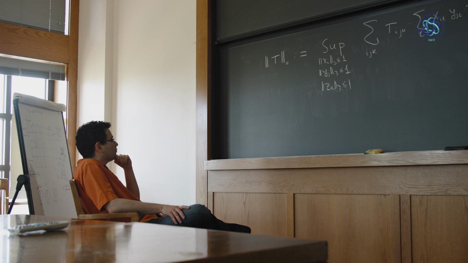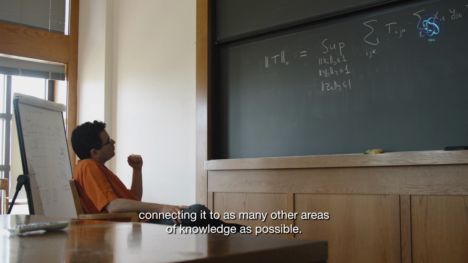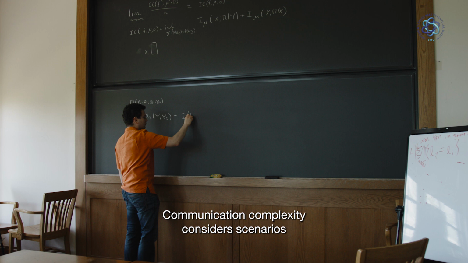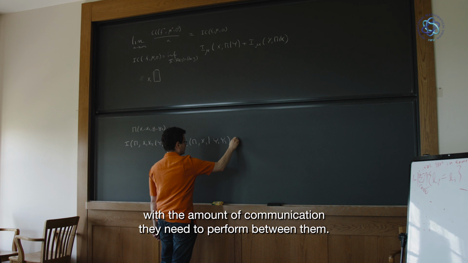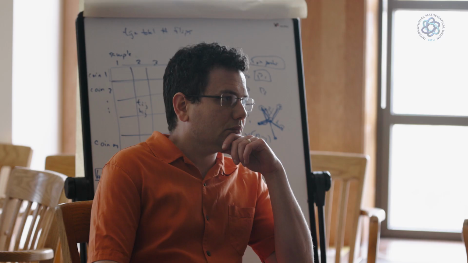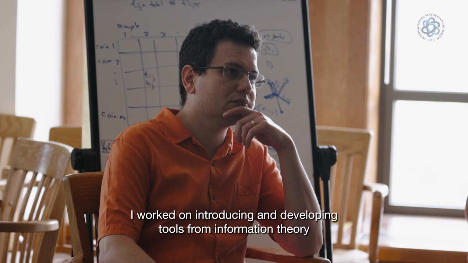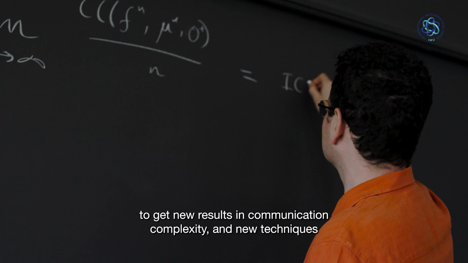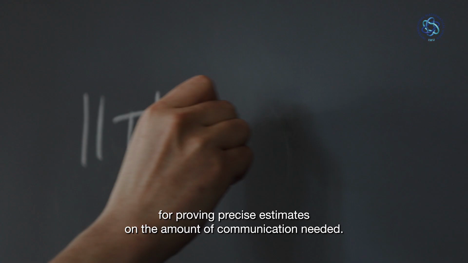In my research, I'm working on developing theoretical computer science and connecting it to as many other areas of knowledge as possible. Communication complexity considers scenarios where there are two or more parties performing computation, and it is specifically concerned with the amount of communication they need to perform between them. I worked on introducing and developing tools from information theory to get new results in communication complexity and new techniques for proving precise estimates on the amount of communication needed.